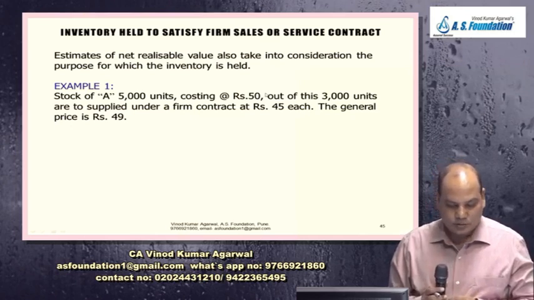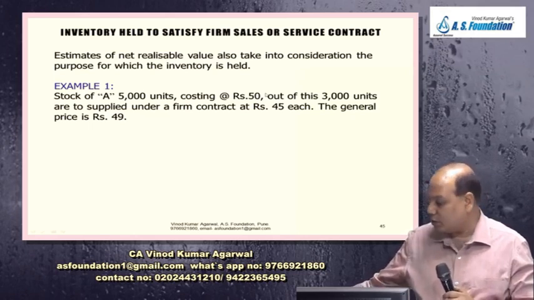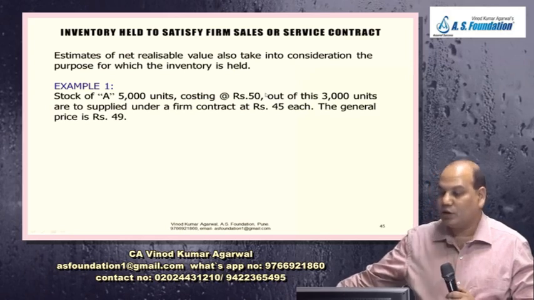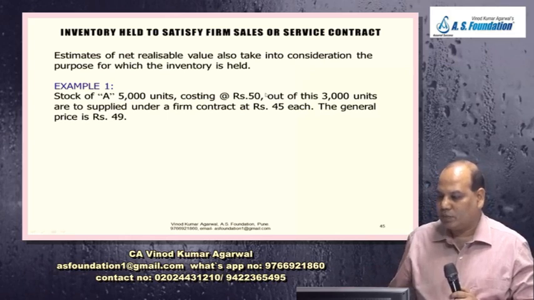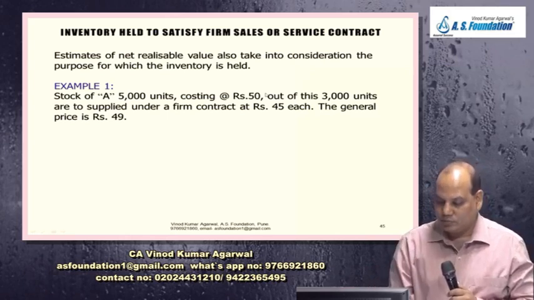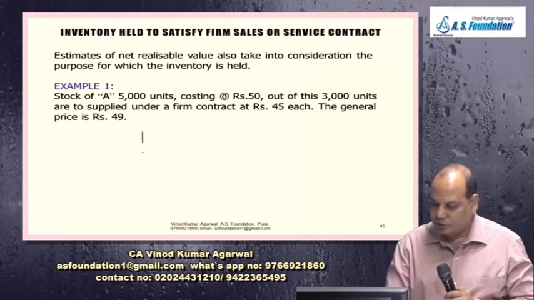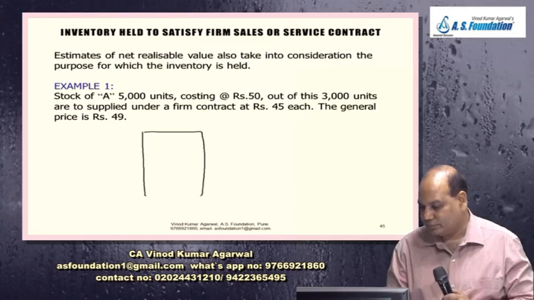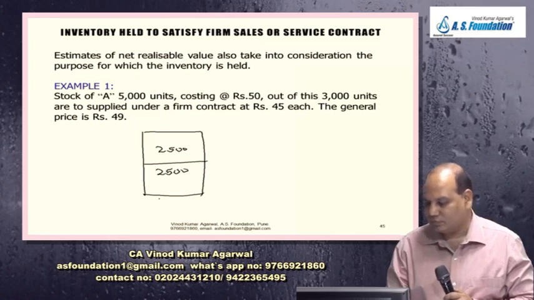Okay, now the next is example number 12 homework. Inventory held to satisfy firm sale or service contract. There is a paragraph on this also in the standard. This is your inventory, 5,000 quantity. Total quantity is 5,000.